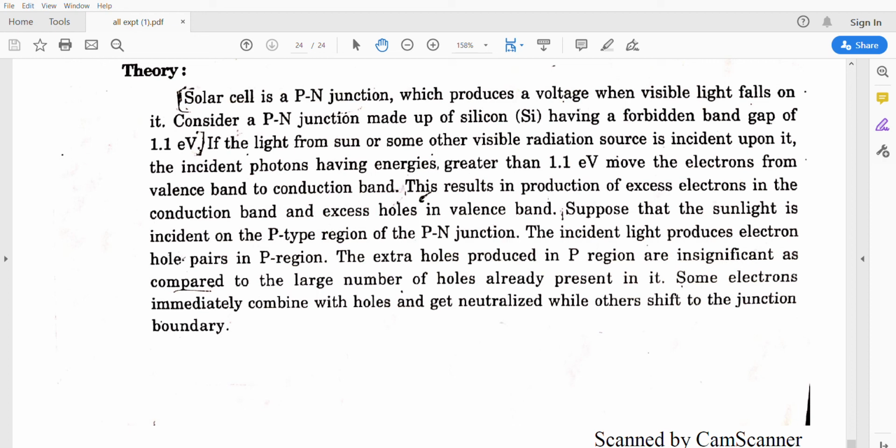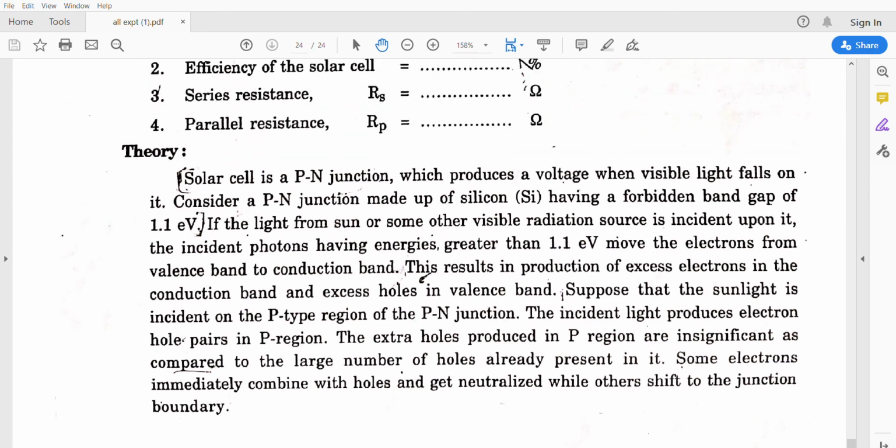So what we need to understand is that in the PN junction region, electron hole pairs are generated when the photons are incident. Those electron hole pairs are separated and move to the contact materials. These are all the main steps involved in the production of electricity.